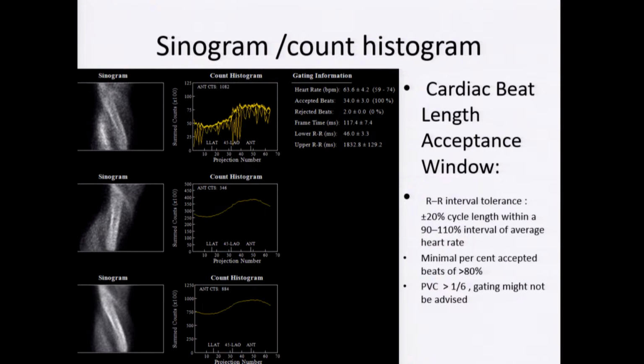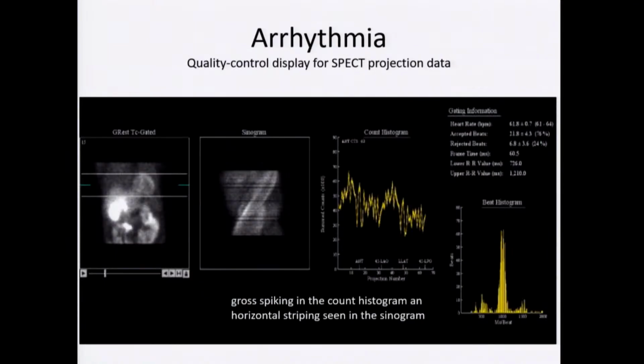And for a gated study to be acceptable, you need to have at least 80% of beats not being rejected, okay? If you have PVCs more than 1 in every 6, the EF that you're gonna get is not gonna be reliable. So another board question. Frequent PVCs, advanced heart block, and very irregular AFib: do not gate the study because you're gonna get a false EF, okay? Remember that. Again, this is arrhythmia.